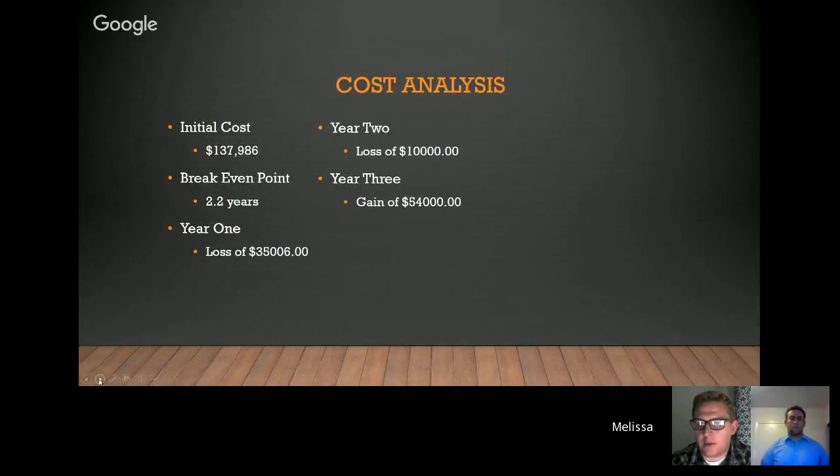Here is some of our cost analysis. Our initial cost for this program is going to be $137,986. Our break-even point is going to be after 2.2 years. In our first year, we estimate that we're going to be losing $35,000. By year 2, we're only going to be losing $10,000. Finally, by year 3, we're going to be able to make our profit or our gain at $54,000.